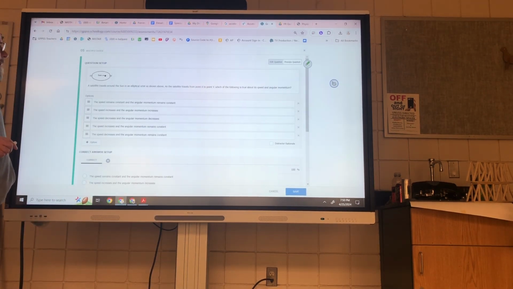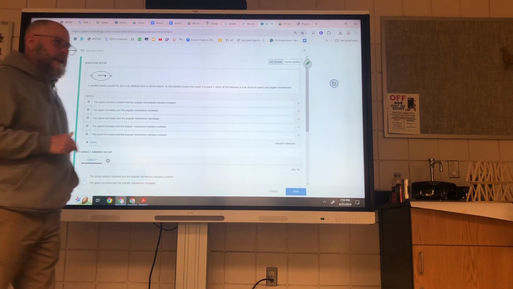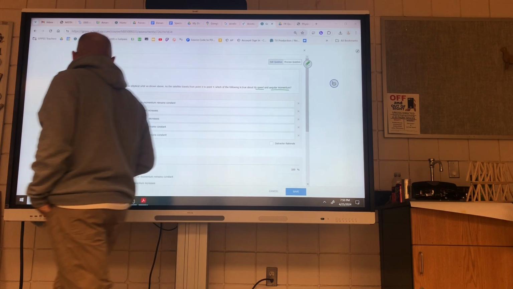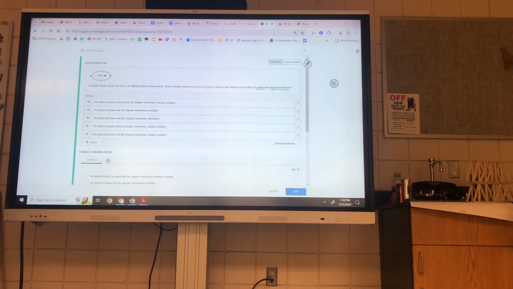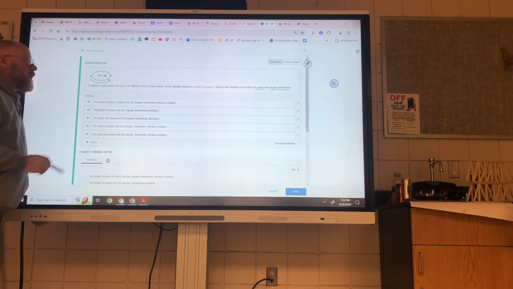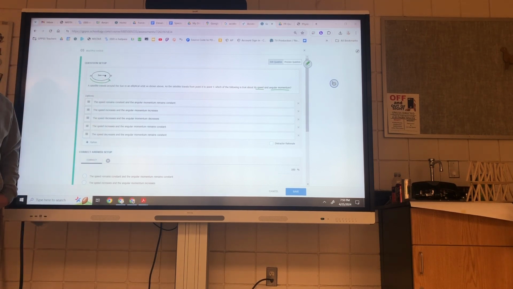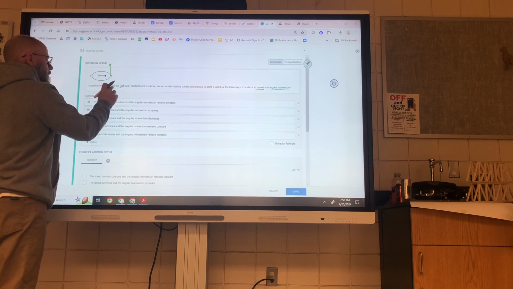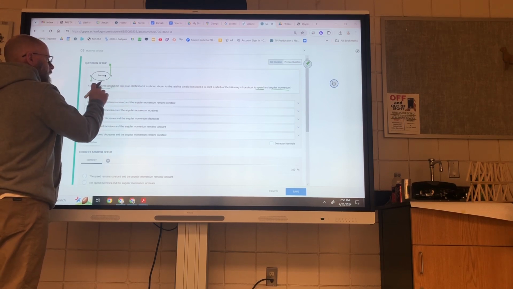Ooh. A satellite travels around an elliptical orbit as shown. The satellite moves from X to Y. Which of the following is true about its speed and angular momentum? So as it travels from X to Y, what happens to its speed? Increase or decrease? It increases, right? We know the closer it is, the faster it's going. Farther away it is, the slower it's going.